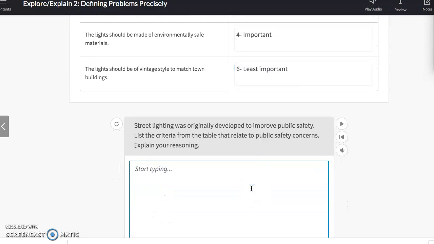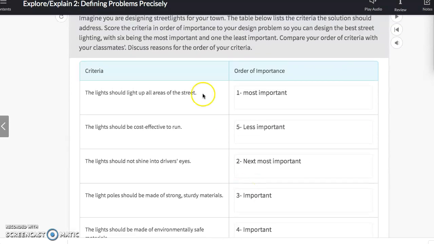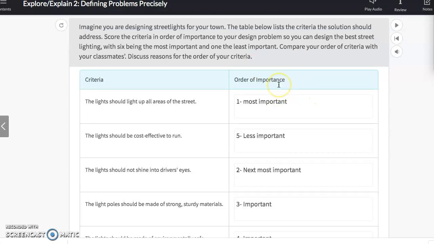Street lighting was originally developed. Oh wait, hold on, let me see. Discuss reasons for the order. Oh, discuss. We don't have to type it. Let's type it just in case. Because otherwise no one can see.